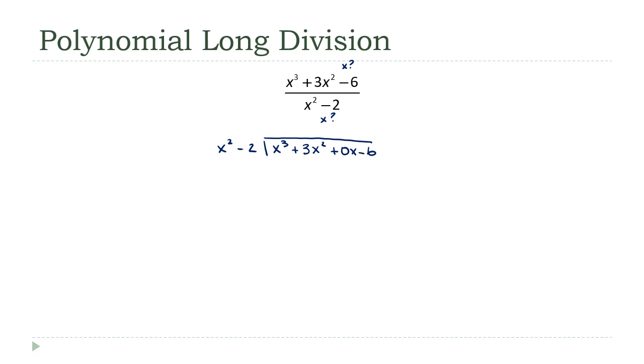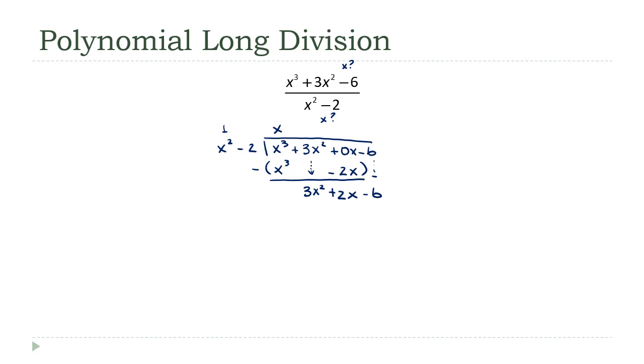Now I'm going to do just like I did before. I'm going to start with an x here because x times x squared matches that x cubed. Minus 2x. Okay, I'm going to put it over there. The columns aren't lining up one after the other, but that's not a problem. Then I'm going to subtract: x cubed minus x cubed is 0. 0x plus 2x is 2x. And I'm going to bring down the 3x squared. And I'm going to bring down the minus 6.